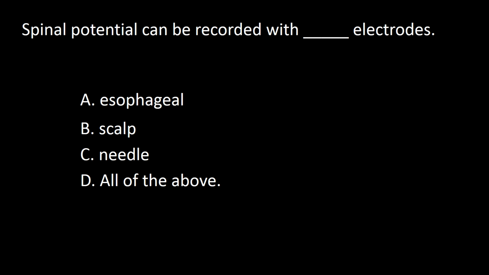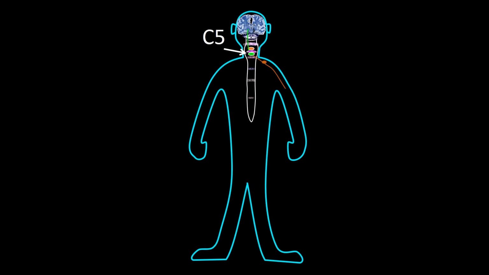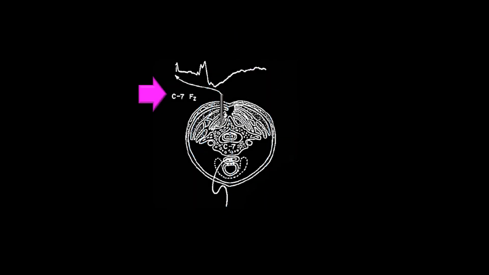Next question. Spinal potential can be recorded with dash electrodes. A. Esophageal. B. Scalp. C. Needle. D. All of the above. Spinal potentials can be recorded using a surface electrode in the back and another one in the front of the neck. Needle electrodes inserted in between the spinous process or over the lamina of the spine column can also be used to record a spinal cord activity.